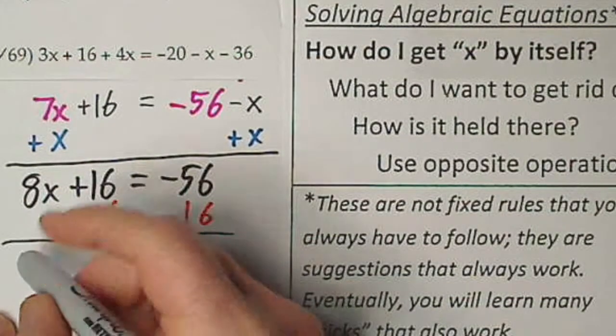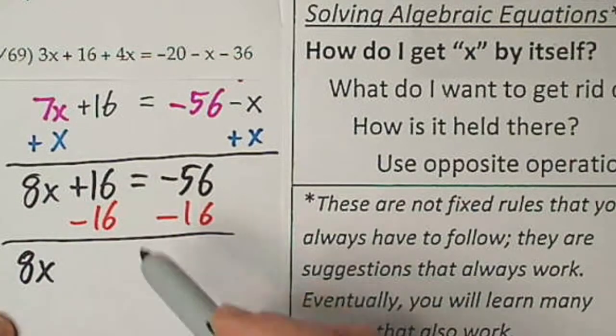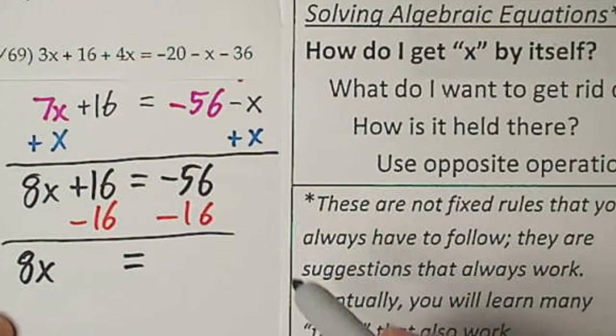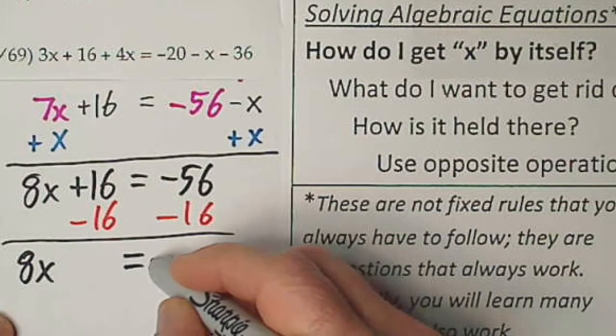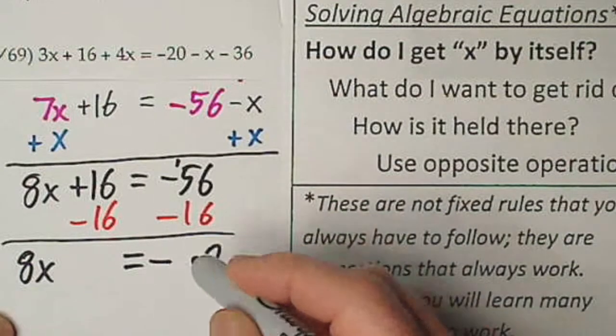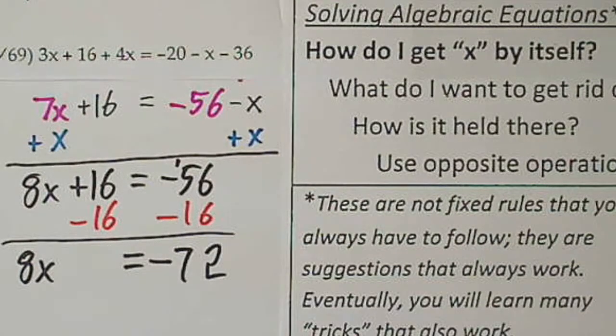8x drops down. These two become 0, so I don't need to write anything. And the signs are the same. I add and keep the sign. It's going to be negative 72. I'm one step away from the answer now. I want to get rid of the 8.